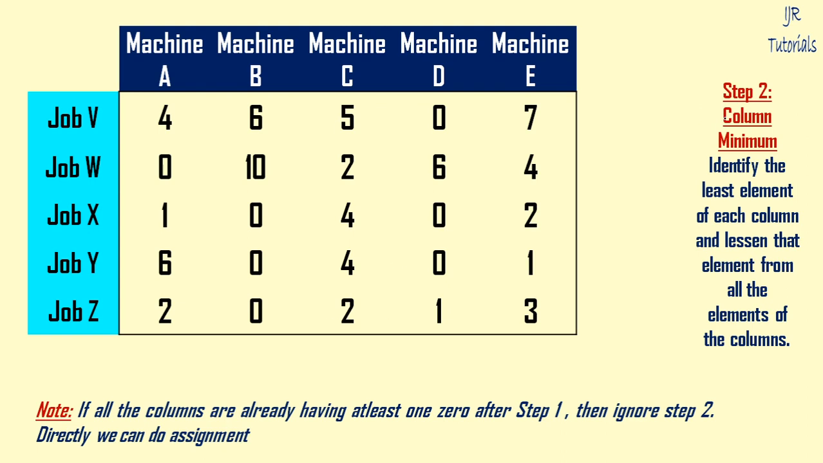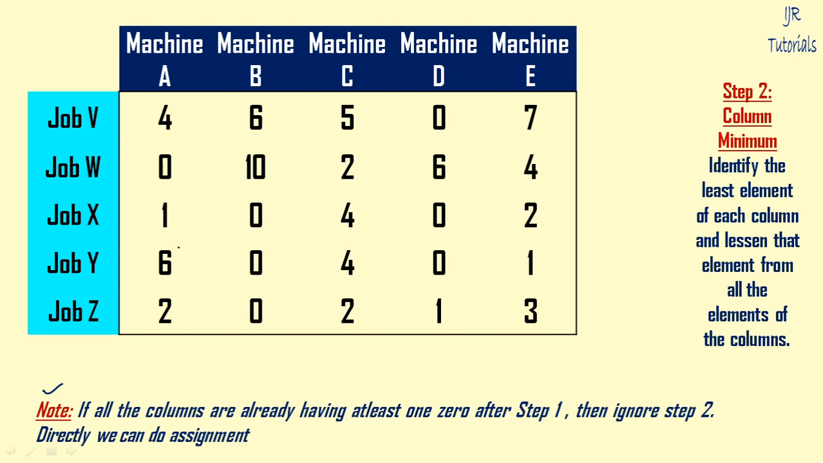Let's see the second one, step 2. What is the column minimum? But before that, first see this note. If all the columns already have at least one zero after step 1, then ignore step 2. We can directly do the assignment. See whether all columns have zeros or not.